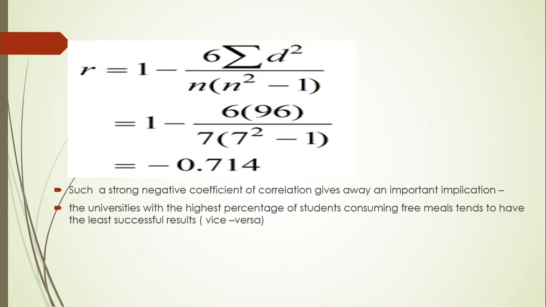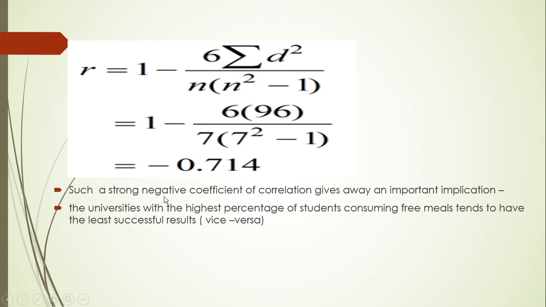And now replace this data in the formula. We have the formula R is equal to 1 minus 6 sigma D square upon n into n square minus 1. We have sigma D square is 96. The data is here 7, so n is equal to 7 there. There are 7 university data we have. So n is equal to 7. So after calculating that, we get the answer as minus 0.714. So it is a negative correlation here.